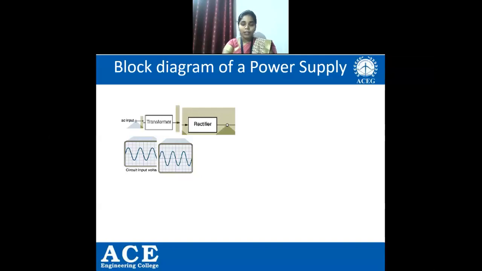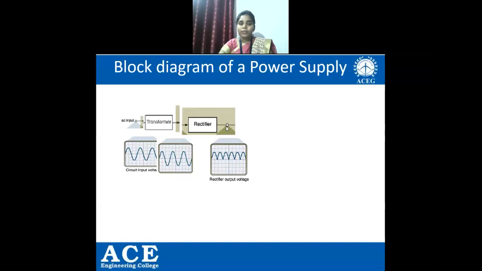Now see here, when our step down signal is given to a rectifier, what will be the output? That we are going to see now. Here you can see a rectified output. Can you see? The negative part is gone. So this is a rectified output. If you observe this carefully, in a rectified output you can also see an AC component. That means this is not a pure DC signal. A rectifier will convert AC into a pulsating DC. This is pulsating DC.